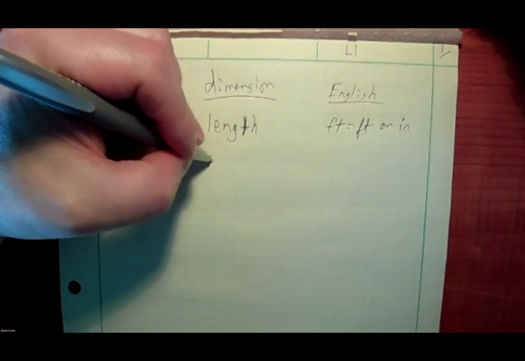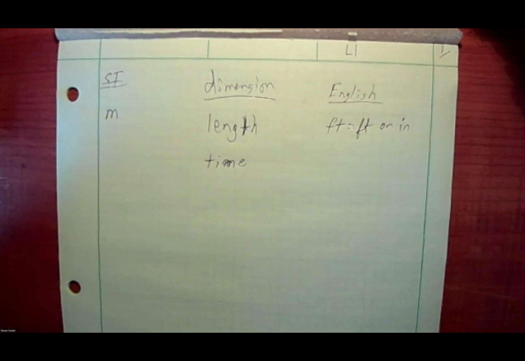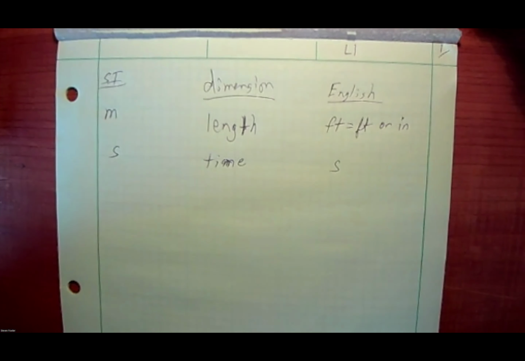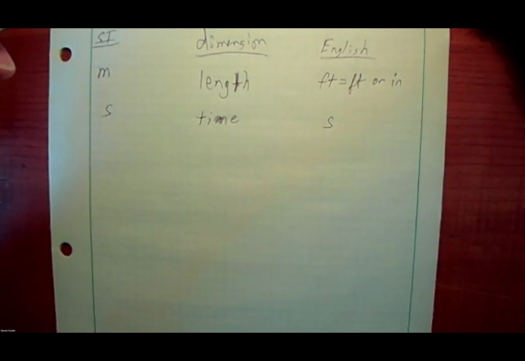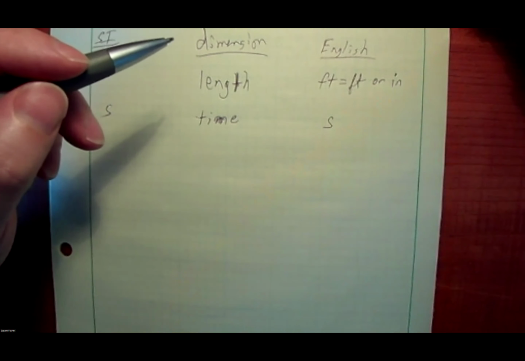Another dimension is time, the dimension of time. In both systems, we will use seconds. Occasionally, we'll deal with things smaller than a second, and so we'll use the SI prefixes of milli and micro from time to time, but the base unit is seconds.